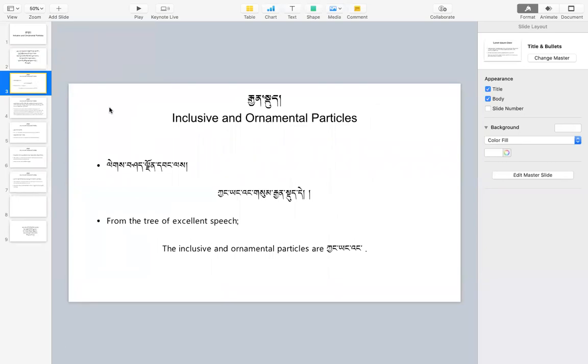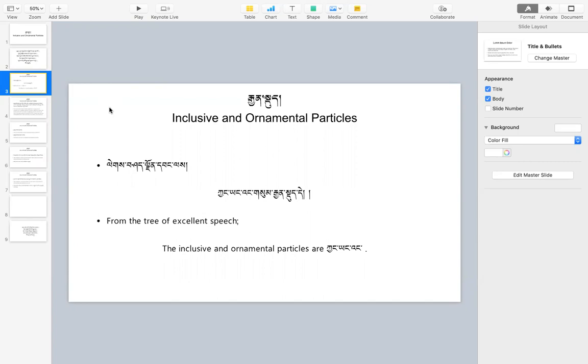So therefore, the usage in this particular statement, in the form of this particular statement, has particles, and the line that introduces us to these particles is: the inclusive and ornamental particles are kyang, yang, hang. So what do we know from this particular line?